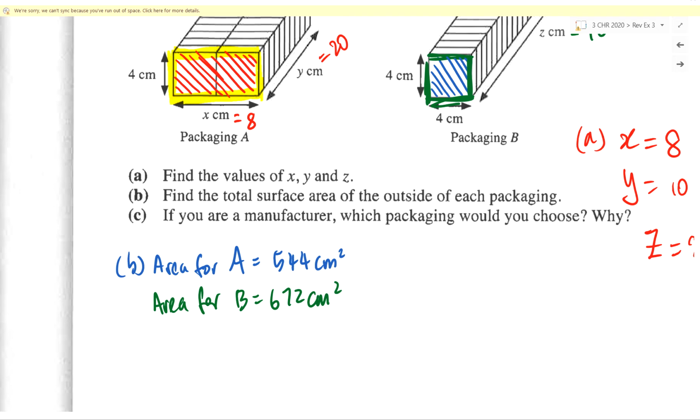If you are a manufacturer, which packaging will you choose? If you are the manufacturer, you want to keep costs low. You want to spend as little money as you can. The more material you use, the more you have to pay, isn't it? The more paper you use, the more you have to pay. So you want to use the packaging with as little material as possible. Therefore, the answer will be, I choose A. If they ask for Y, then you must say area for A is less than area for B. So it's cheaper.